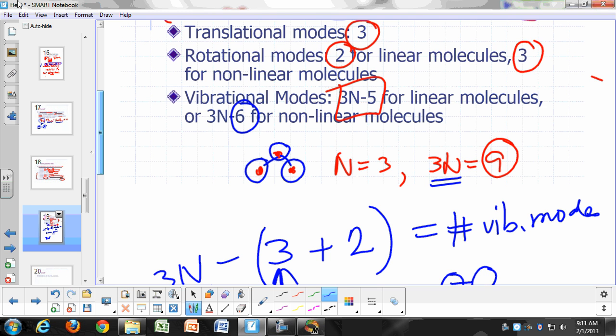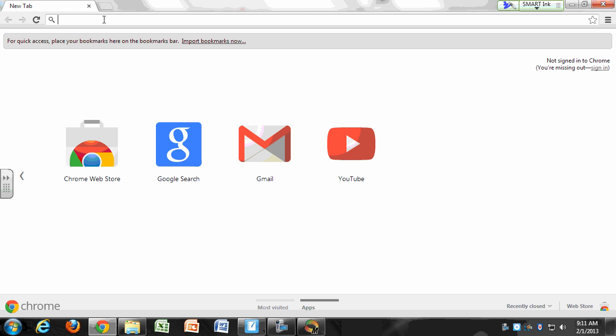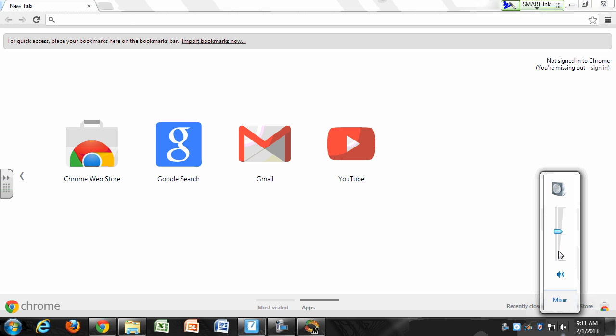What are these vibrational modes? It might be a good idea to show you an old movie right now. Thing is, I can't get the volume on this. I've been having trouble with the volume on this one. Let me see if I can pull up that movie. But if I can't get any sound, I might as well not play it.